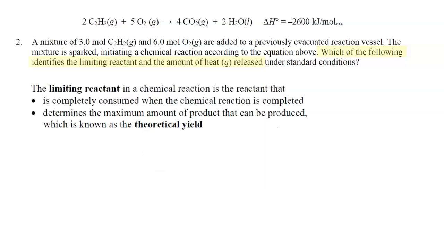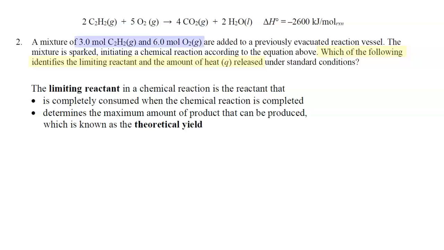So we first learned about the concept of a limiting reactant in Unit 4. It was topic 4.5, stoichiometry. The limiting reactant in a chemical reaction is the reactant that is completely consumed when the chemical reaction is completed and determines the maximum amount of product that can be produced, which is known as the theoretical yield.